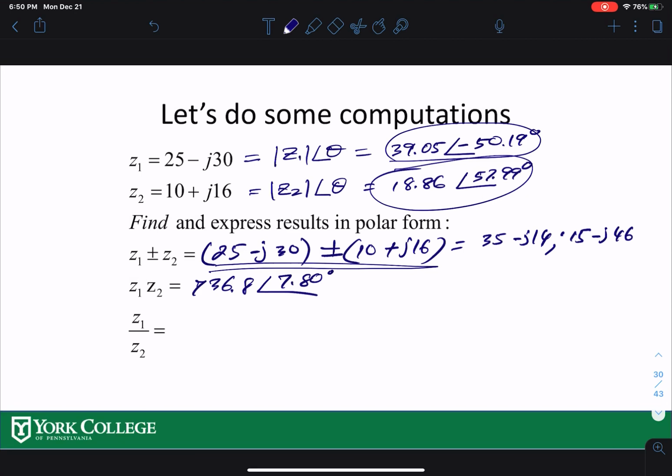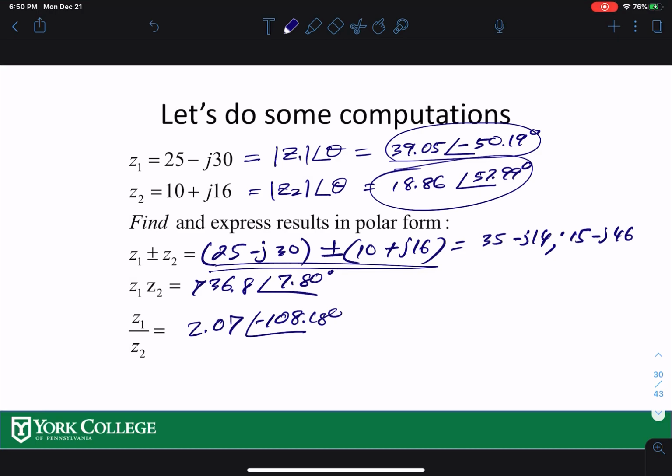All right. When you divide them, you divide the magnitudes separately, so that will give you 2.07 here, 39.05 divided by 18.86. Then when you're dividing, your angles are subtracted from each other. So if you subtract, basically adding them together, because negative 50.19 minus negative 57.99 will give you negative 108.18 degrees. So this is a very quick manipulation of complex algebra.